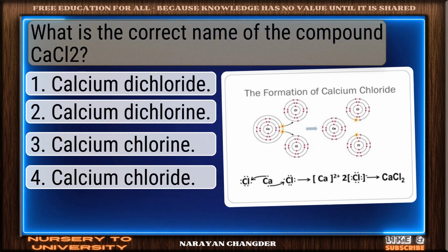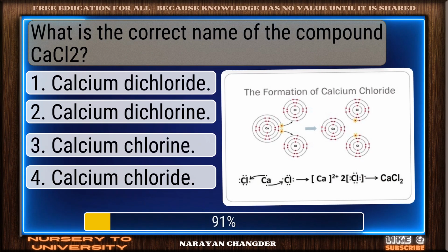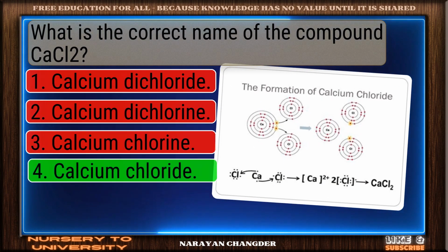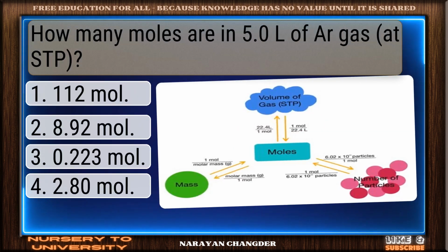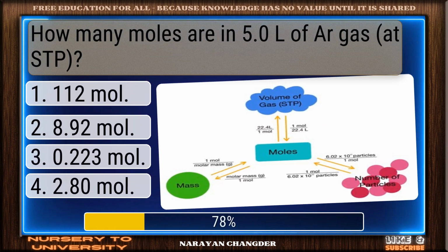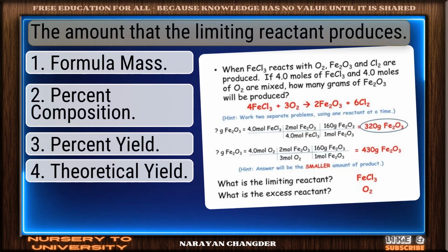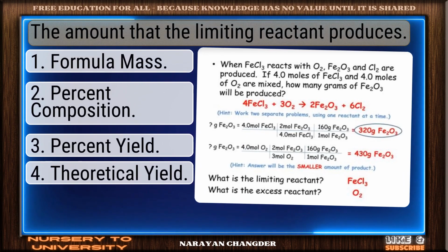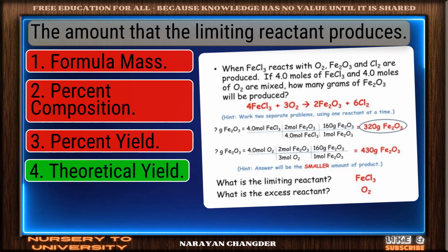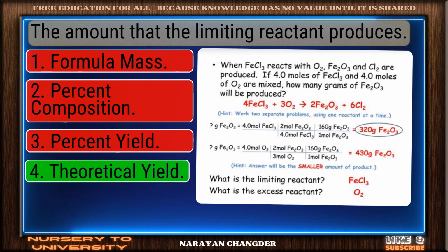What is the correct name of the compound K2? Smart pick. Calcium chloride is the correct choice. How many moles are in 5.0 of our gas? Correct. So 0.23 mol is the right answer. The amount that the limiting reactant produces. Right again. Theoretical yield is a valid answer.